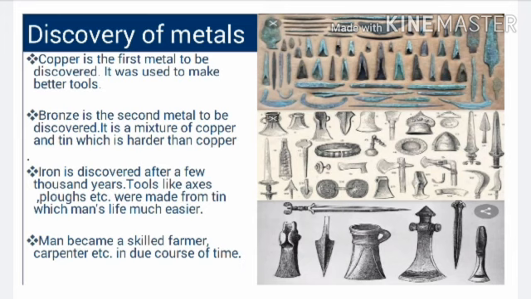Now the first topic of the lesson is the discovery of metals. Copper is the first metal to be discovered. It was used to make better tools. You can see the first image. These are the tools made of copper.